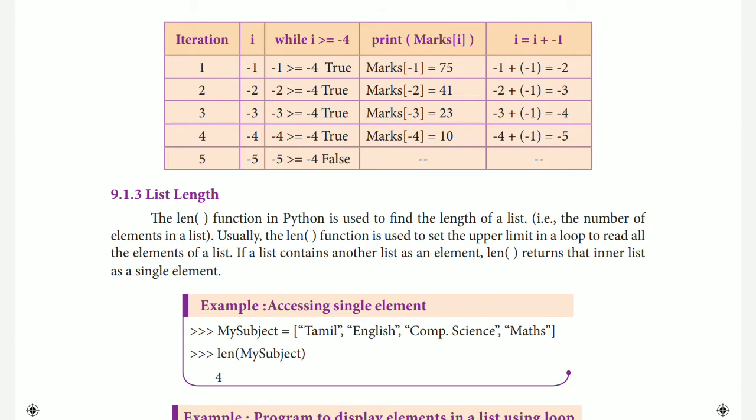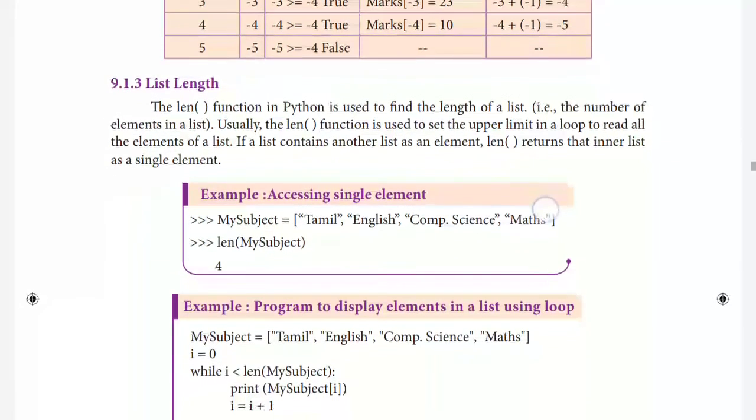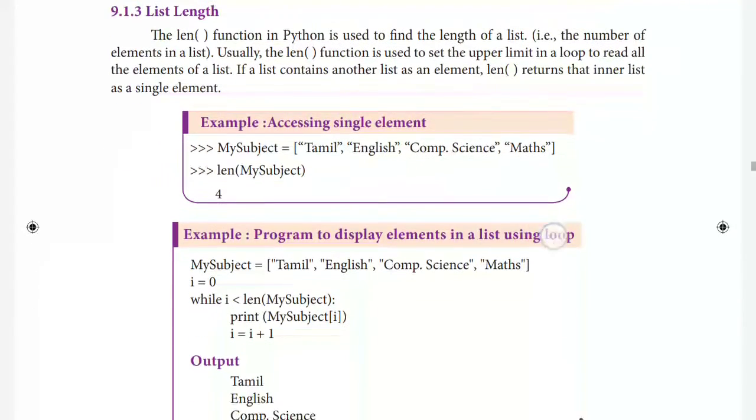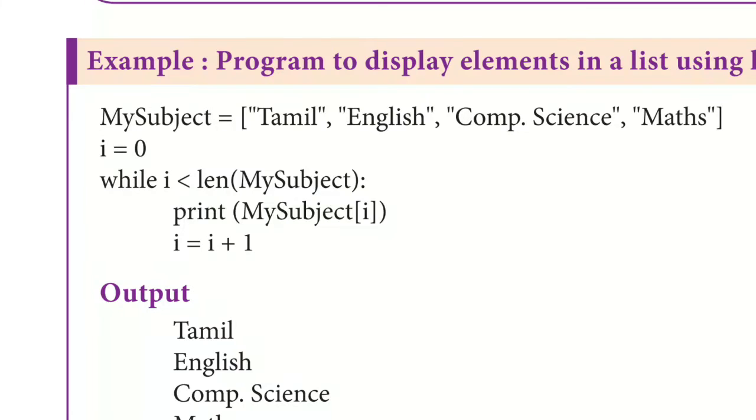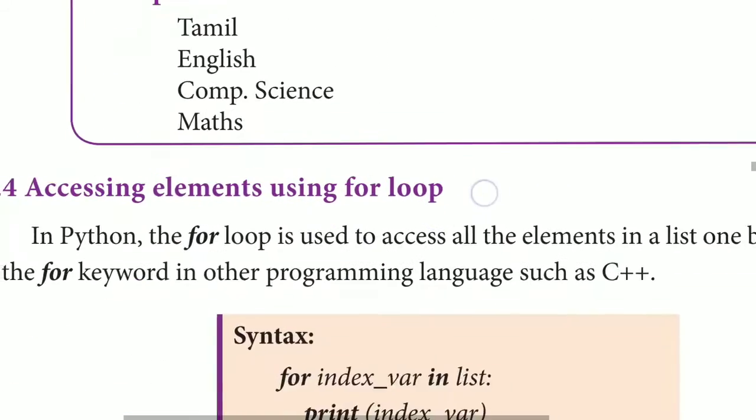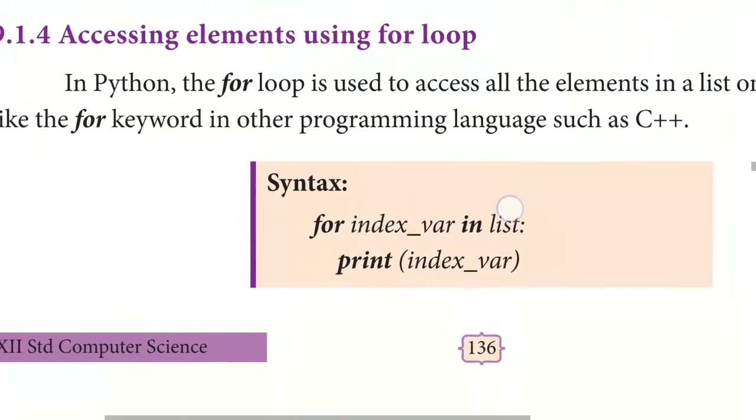And we have seen the list length. There is a predefined function known as len. Here in this example you can see that len is a function that will find the number of elements present in the list. And you can see accessing elements using for loop.